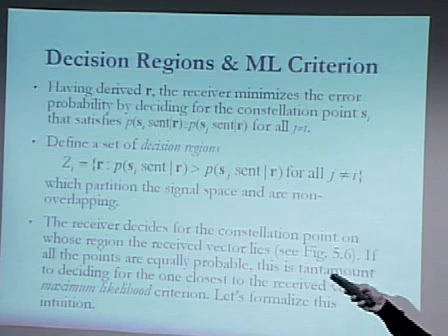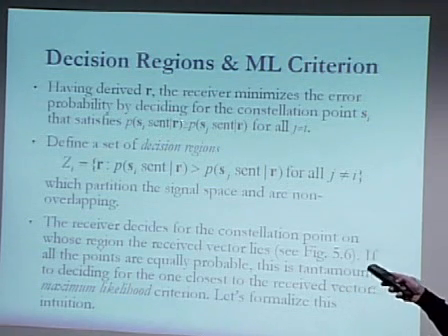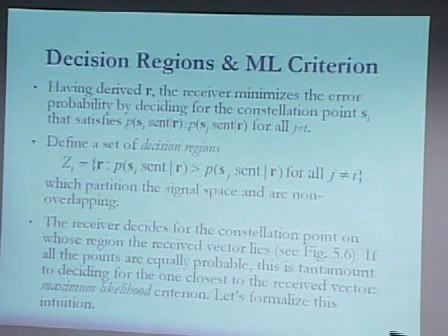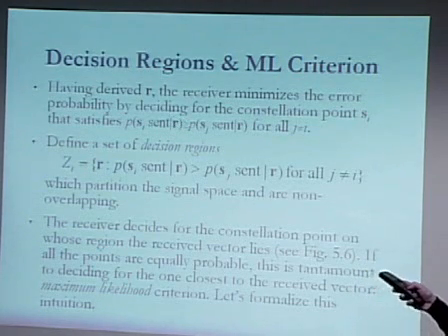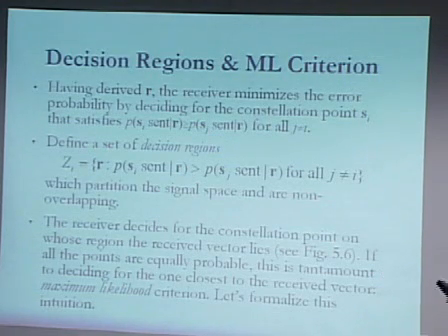The probability of this particular S sub i having been sent, given that we observed a certain vector R, should be bigger than the probability of any other S sub j having been sent. So we want to choose or decide in favor of the constellation point that has the largest probability of having been sent, given what we observed. All right, so this is, I'm sure, reasonable to you.